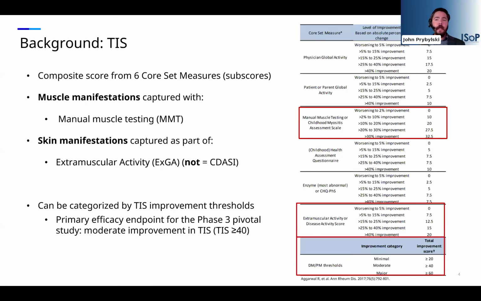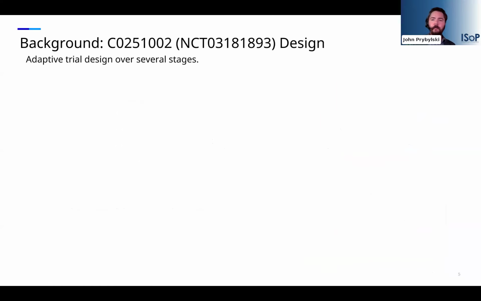And what we were looking at powering the phase 3 study for as a primary, and obviously what our PTS is based on, is moderate improvement, which is the TIS greater than or equal to 40. Okay, so that is a little bit more background on TIS. Now, the study design is very relevant to the discussion of how we determined PTS.